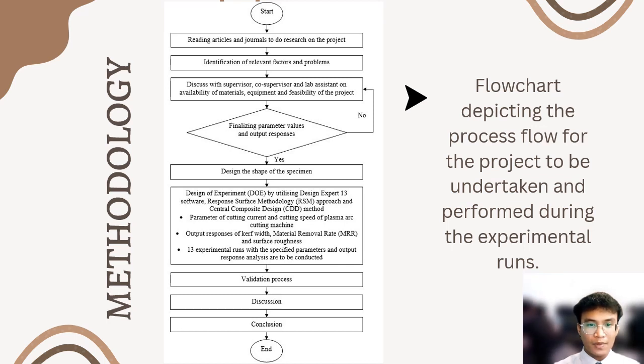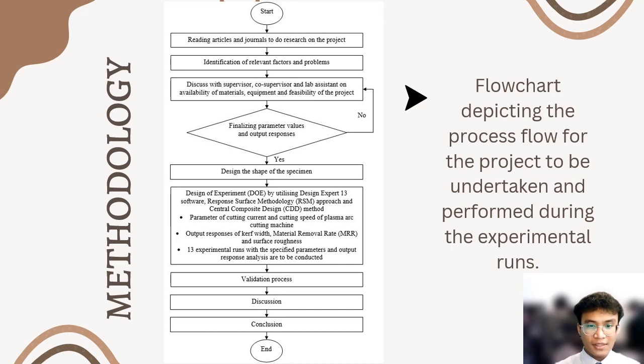If the parameters, values and output responses have been finalized, we proceed to design the shape of the specimen. If not, we continue to discuss with the supervisor, co-supervisor, and lab assistant. After designing the shape of the specimen, the design of DOE is done by utilizing Design Expert software, response surface methodology, RSM approach, and central composite design, CCD method.